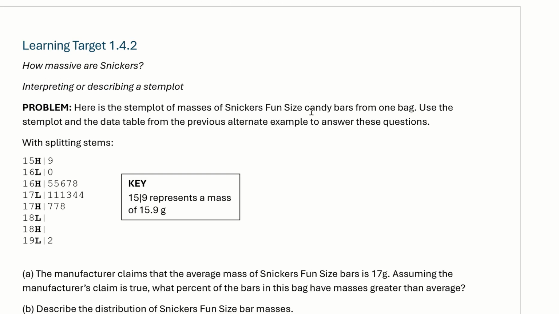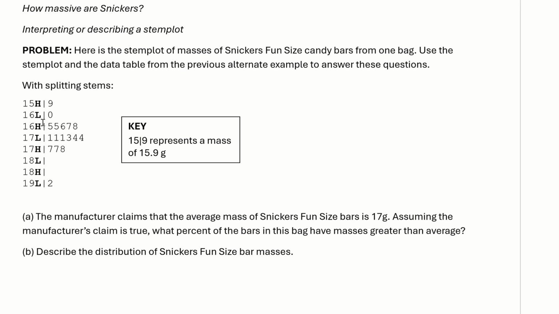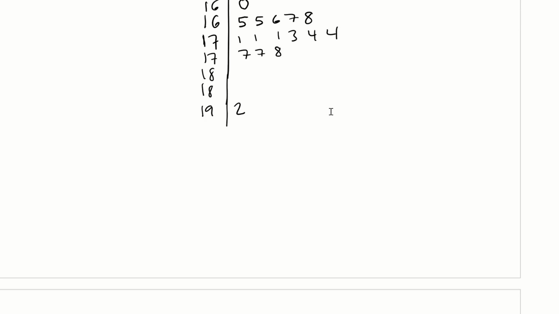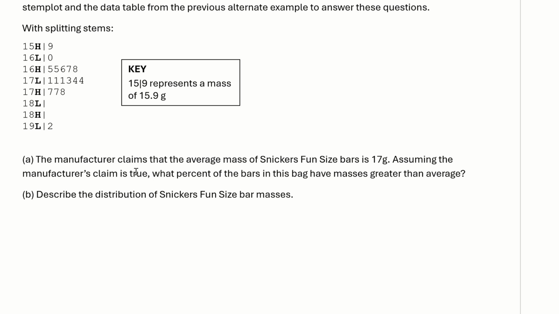So now let's look at the next question. Here's a stem plot. So now this is with splitting the stems. This is what we did earlier, actually. So interestingly enough, it's the same answer. Yeah, we got the same thing. 15/9 represents a mass of 15.9 grams. That's fine. We included more details in our key, which is always better.